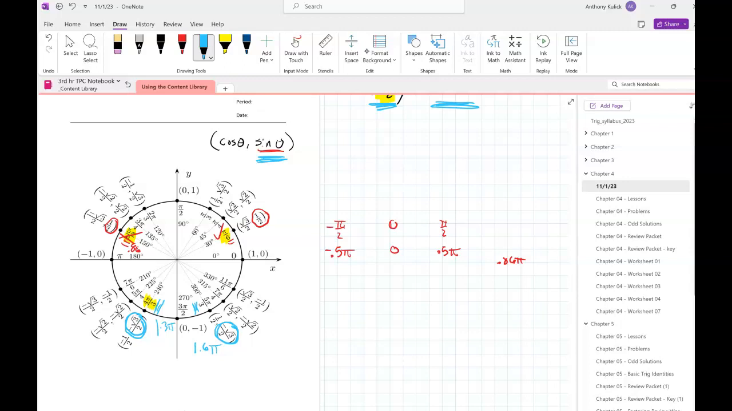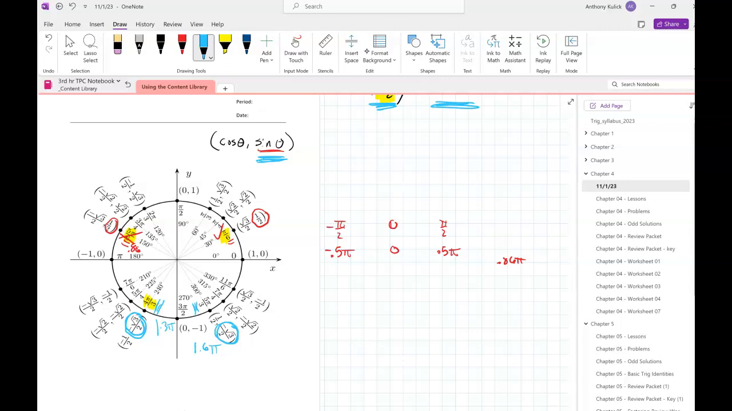Not complementary. Coefficient. That's the number in front of a variable. Cotangent's a function. Cosine. That's a function also. It's coterminal.